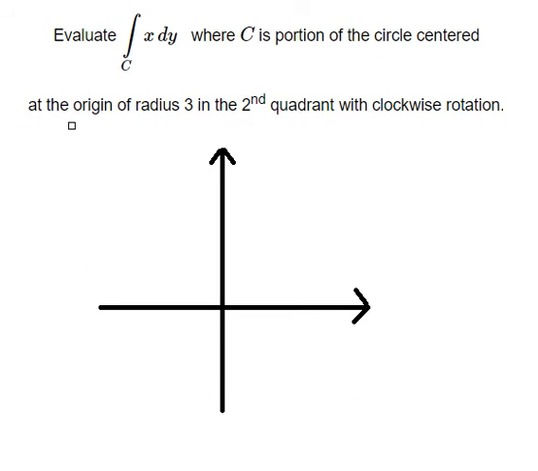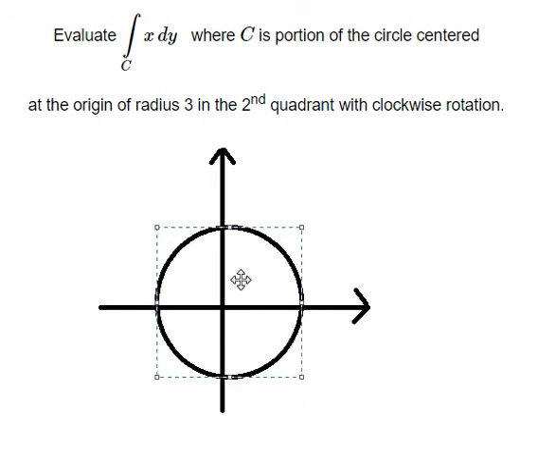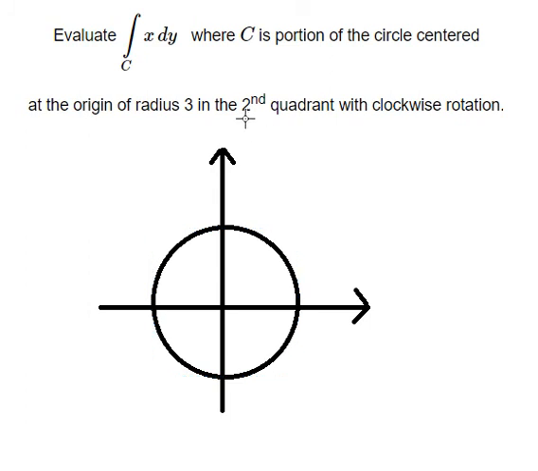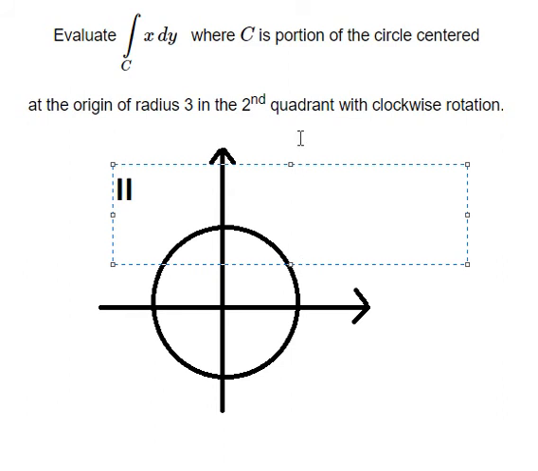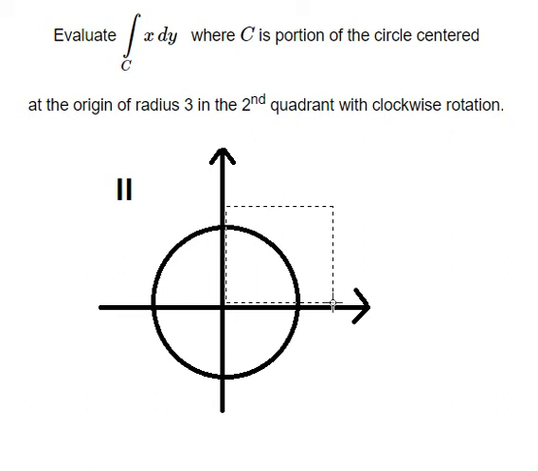The center is about the origin, so that's about (0, 0). So we have the circle. Because they just concentrate on the second quadrant, the second quadrant should be in here. So we just eliminate this one, this one, and this one.